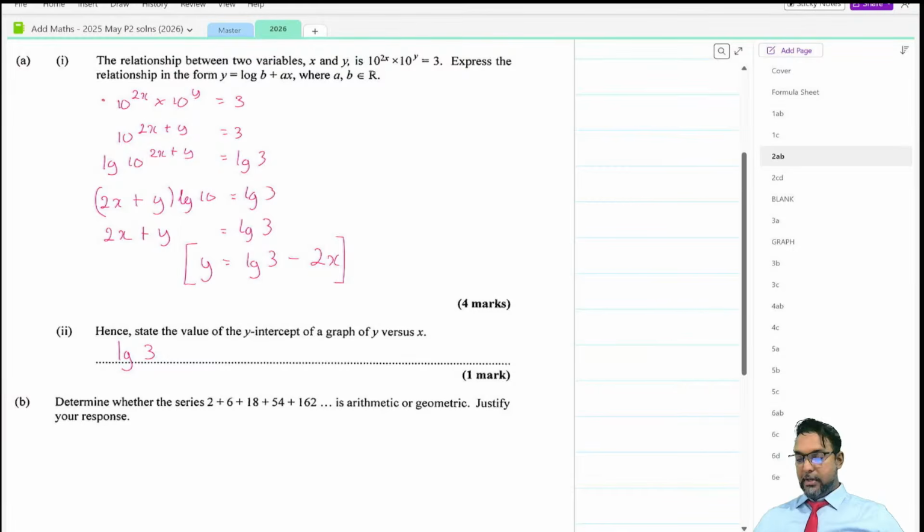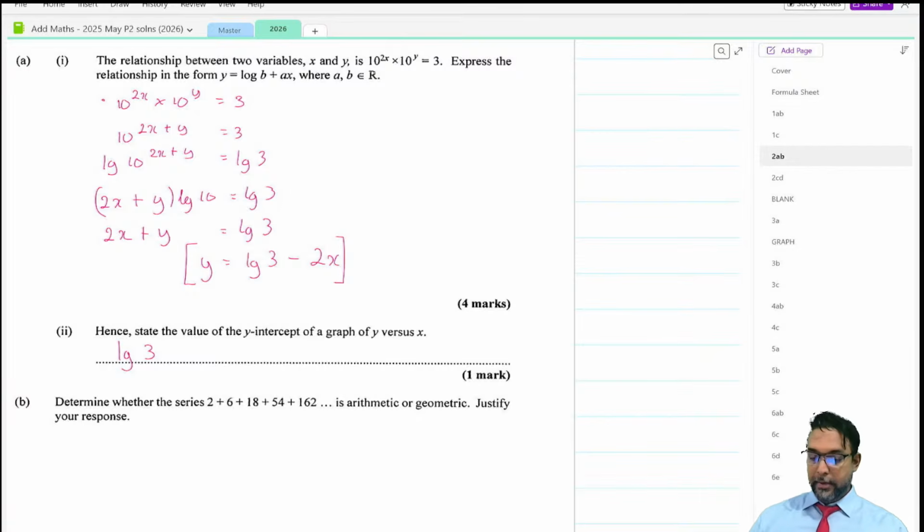Determine whether the series is arithmetic or geometric, justify your response. So 2 to 6, you can either add 4 or multiply by 3. 6 to 18 is add 12 or multiply by 3. If you take 6 and divide by 2, you get 3. If you take 18 and divide by 6, you also get 3. And just for the sake of triple checking, 54 over 18 is equal to 3. Therefore the series is geometric.